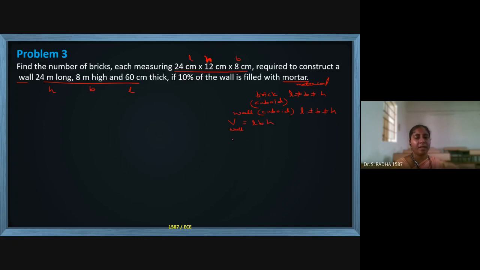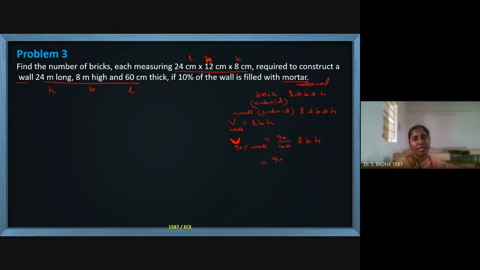Okay. Now we are having 90% of the wall. 90% of the wall we have to build. So volume of 90% of the wall is 90 by 100 L into B into H. We are not going to use bricks for the entire wall. Only 90% we use bricks. Remaining 10% raw material mortar is used to give the finishing. So 90% of the wall, what is the volume? That we will fill with the bricks.